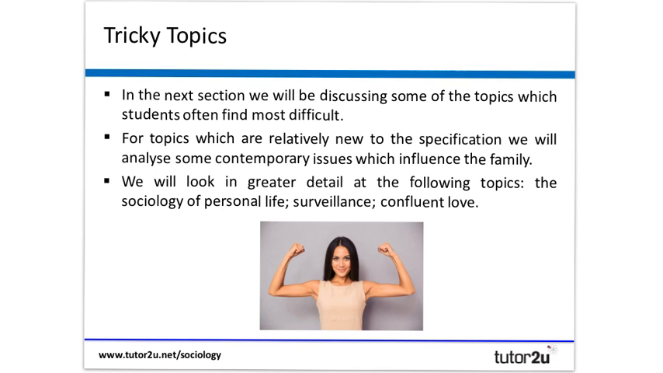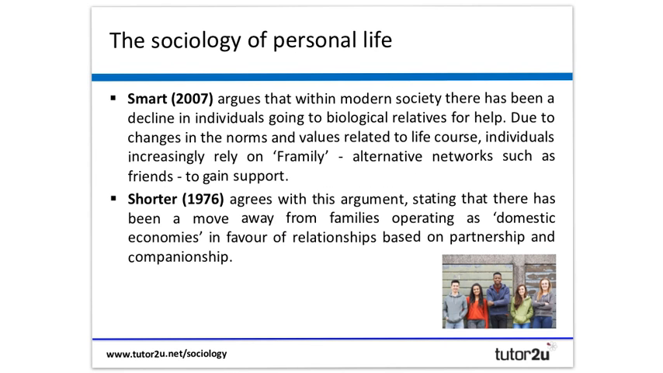The topics we're going to look at in greater detail are the sociology of personal life, surveillance and confluent love. These three areas, especially surveillance, can be linked to alternative areas within the specification as well. The sociology of personal life is a new area within sociology that has allowed us to discuss and uncover some of the new forms of family networks that have occurred. Within this area, there is a focus on life course as a key term.